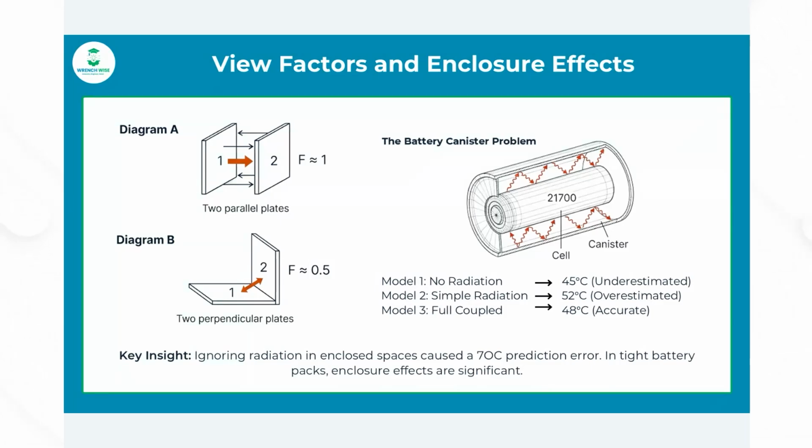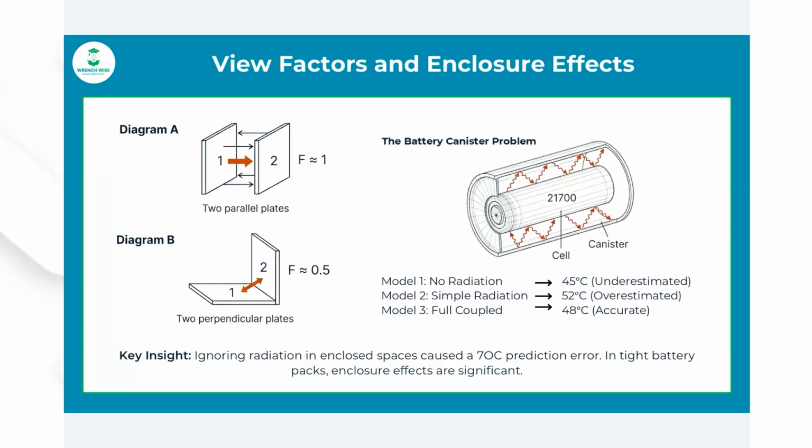Radiation is not a one-way street, especially in tight spaces like a battery pack. Heat doesn't just disappear into the universe. It also bounces back. So radiation doesn't just leave, it also interacts, so to speak. If a battery cell radiates heat to its canister and that canister heats up, or it is reflective, it radiates energy right back to the cell, which is re-radiation or a feedback loop, so to speak.